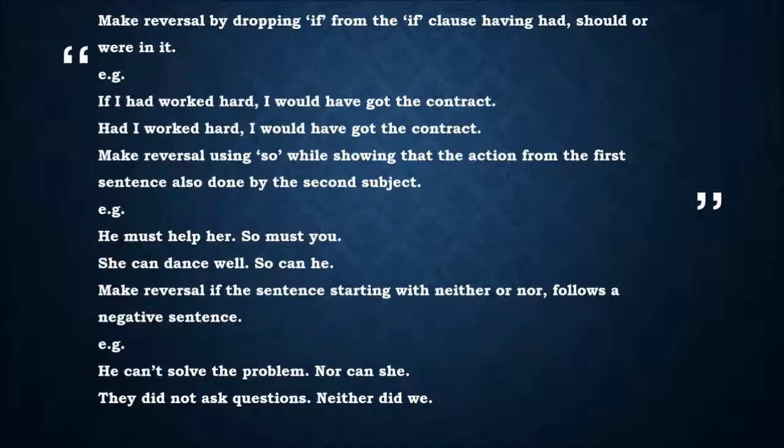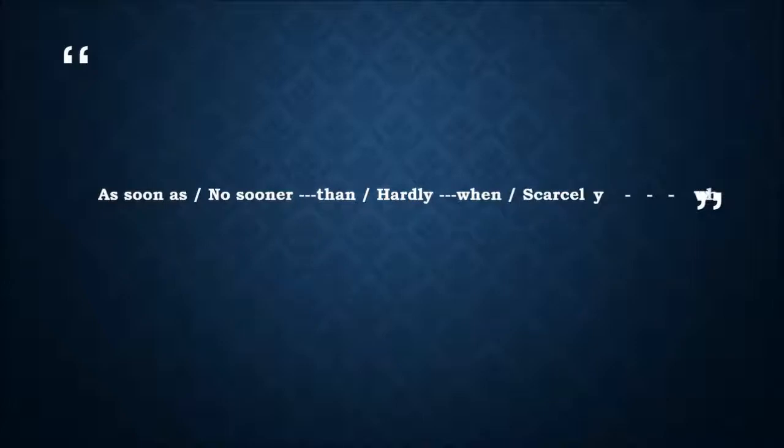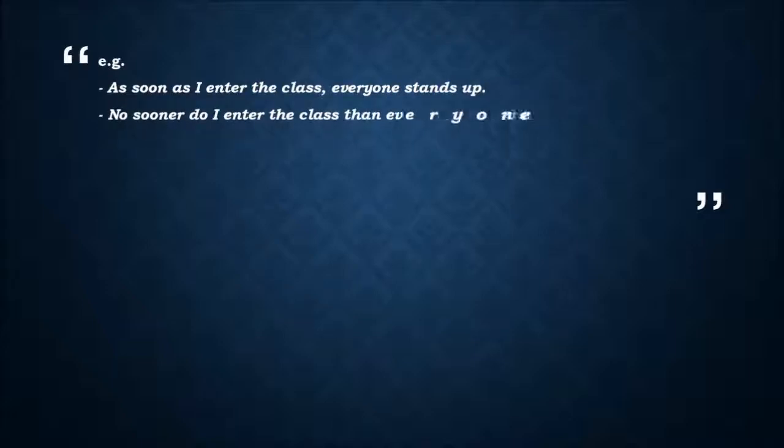As soon as / no sooner than / hardly when / scarcely when. As soon as I enter the class, everyone stands up. No sooner do I enter the class than everyone stands up. As soon as she began to sing, the program was cancelled. No sooner did she begin to sing than the program was cancelled. As soon as he had woken up, he washed his face. Hardly had he woken up when he washed his face.